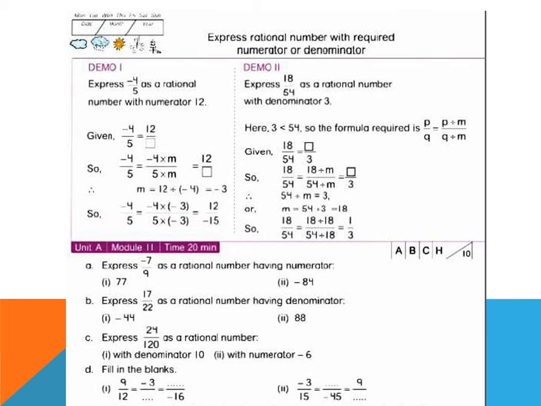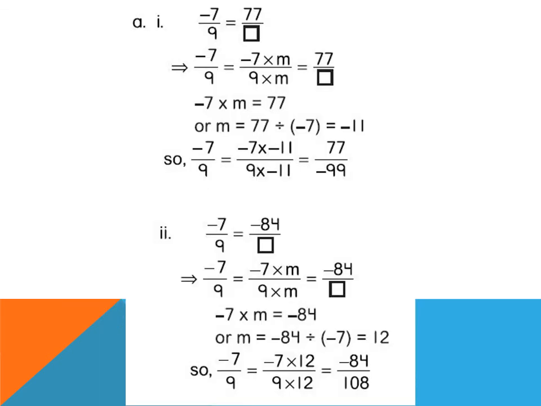In the same way, pause the video, go through the demo, try this yourself. These are very simple. You have to just find the equivalent fraction, equivalent ratio and equivalent rational number, and equivalent fractions are almost the same thing. Try this yourself. I'm showing you the answers now. This is the answer to question number A. Pause the video if required and note down the answers.